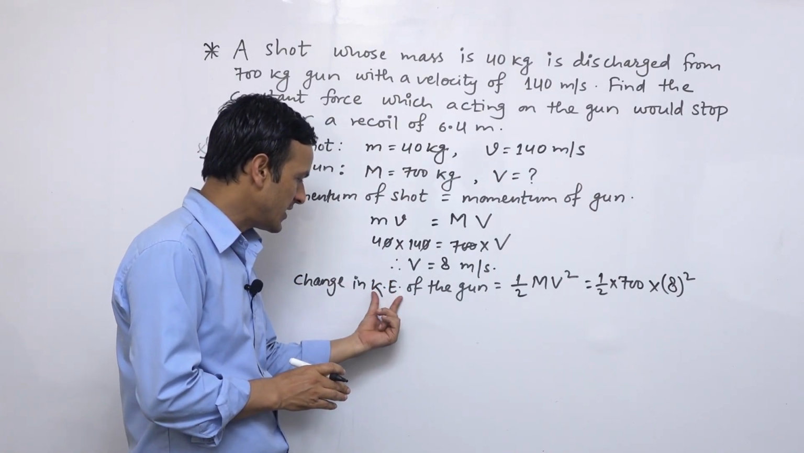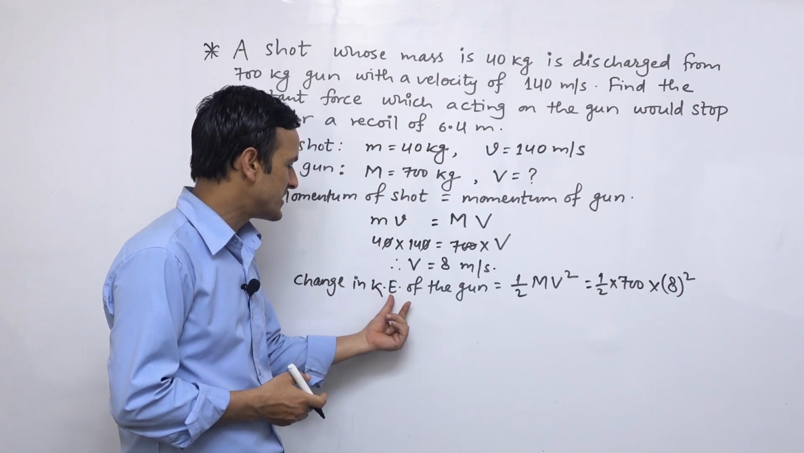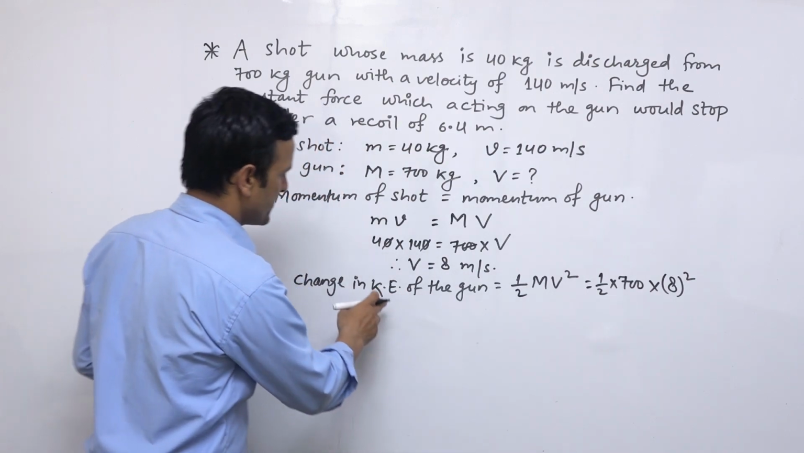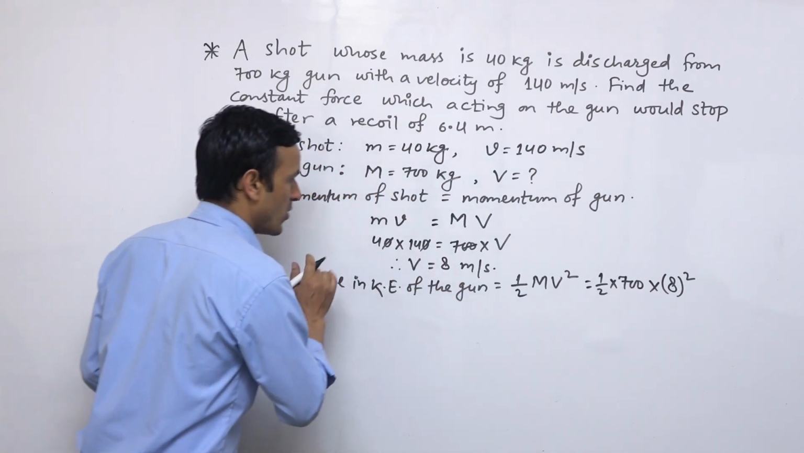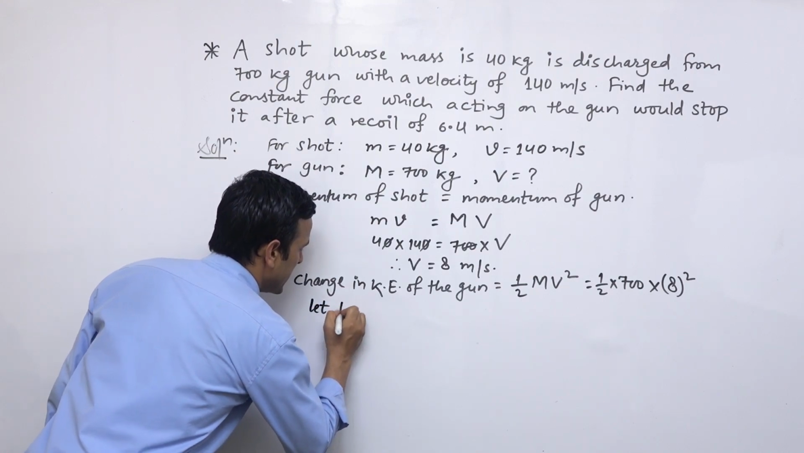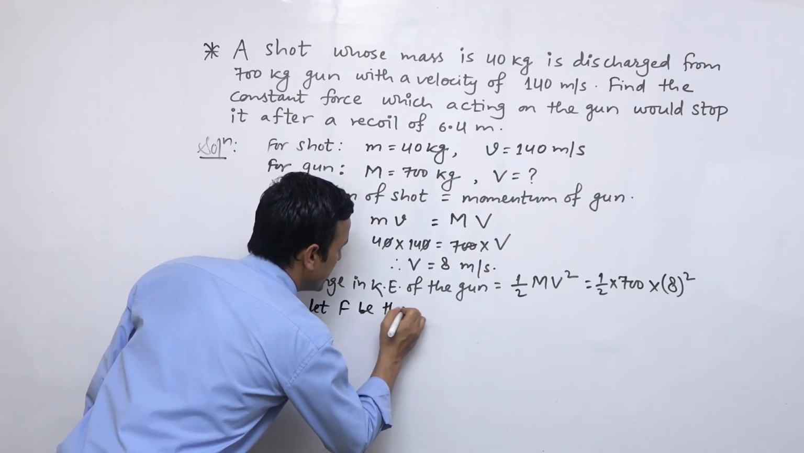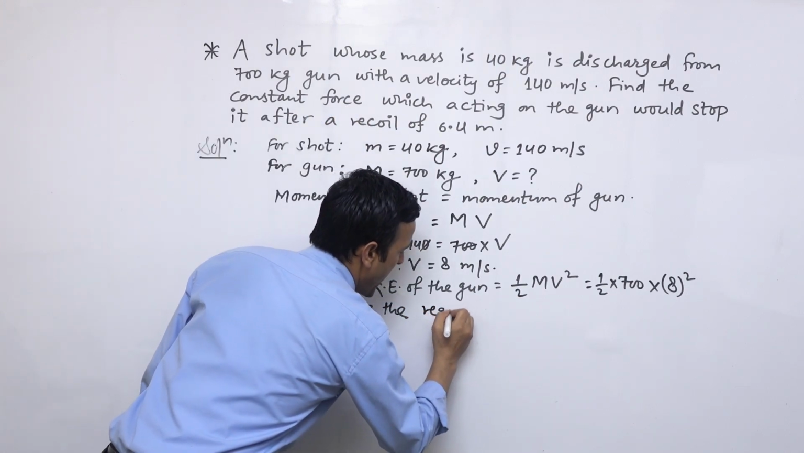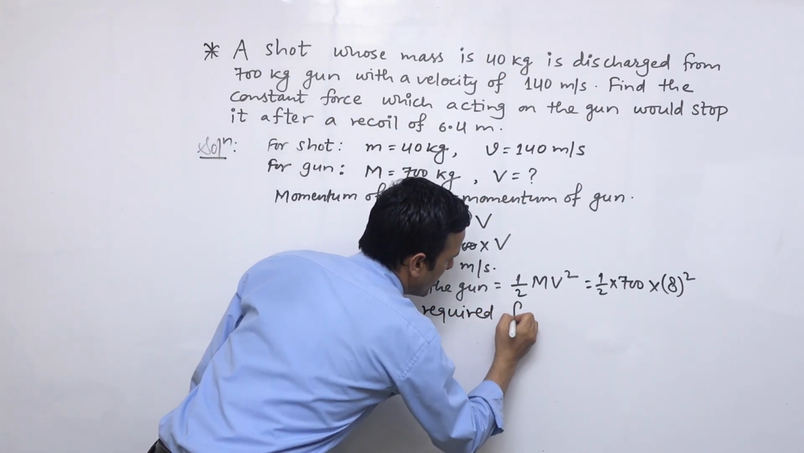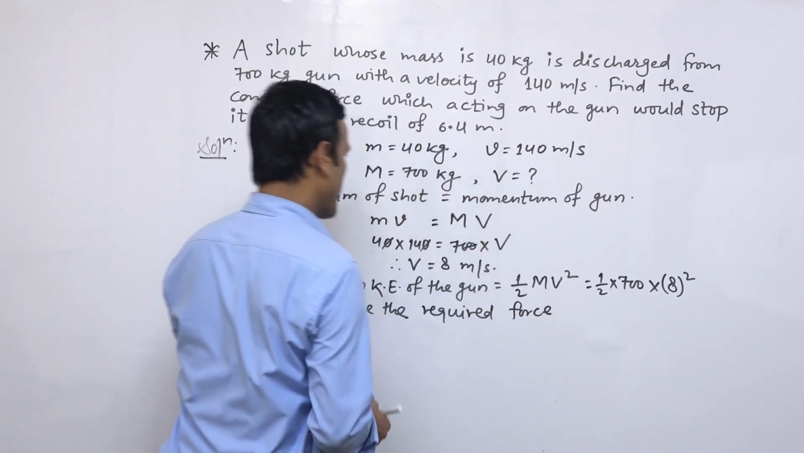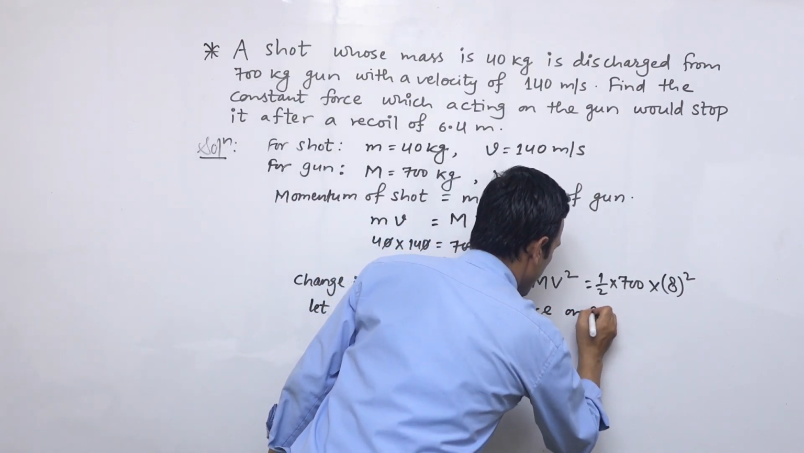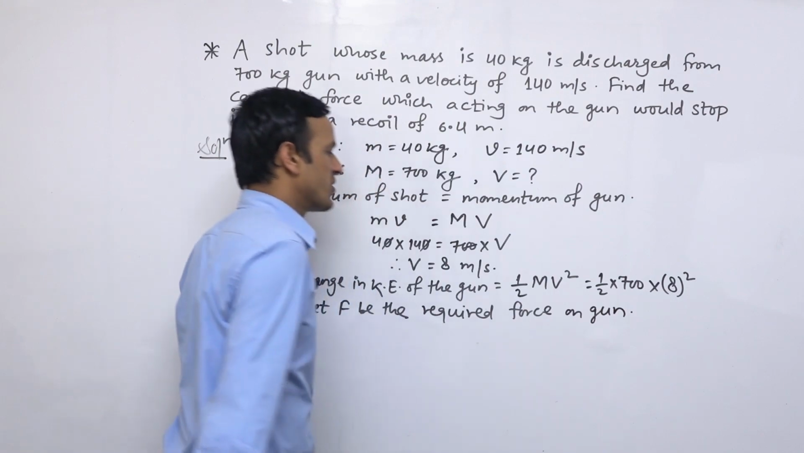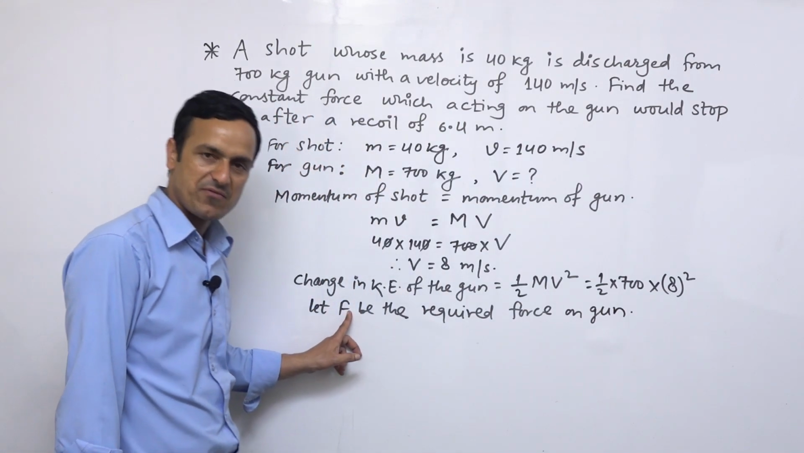यदि हामी energy छ भने we can do the work. So it is the doing work. This energy is for doing work. So let capital F be the constant force we have to find, the required force on gun. Gun मा हामीलाई चाहिएको required force भनेको capital F हो.